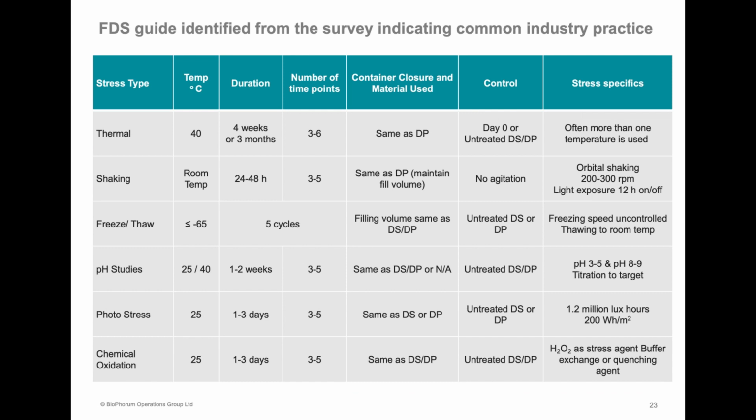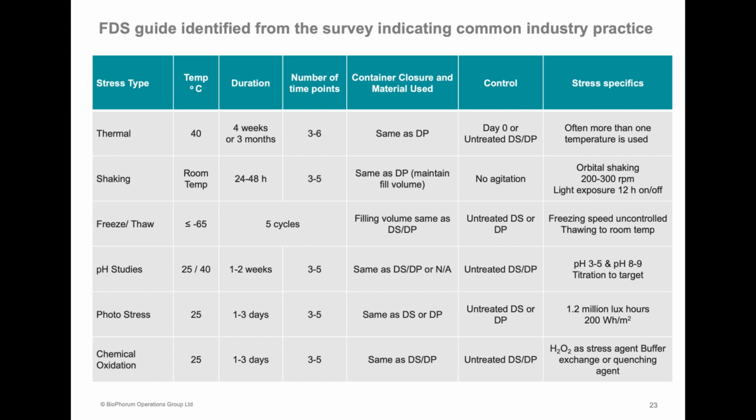So when a forced degradation condition was performed, each stress type was actually interrogated in a somewhat similar manner amongst the survey respondents. So for example, 3 to 5 time points are prepared typically for each stress type. Now, the duration of stress varied. It spanned from 3 months to less than a week and largely depended on the stress condition. So thermal stress tended to have the longest duration, while oxidative stress testing was the shortest.